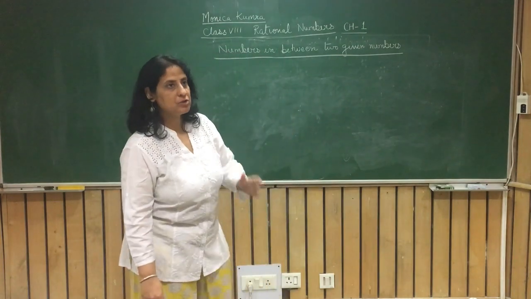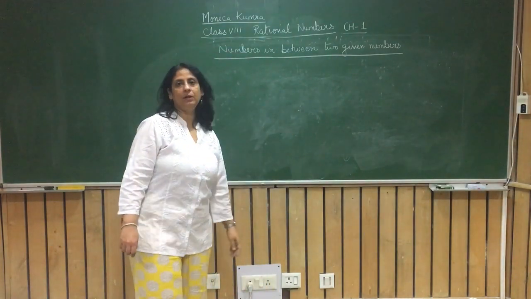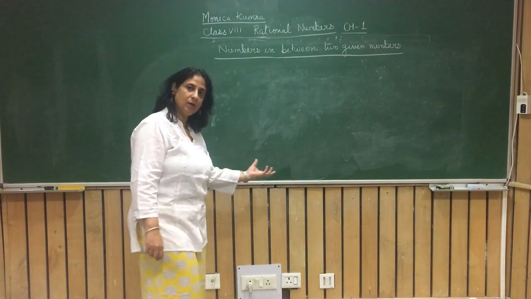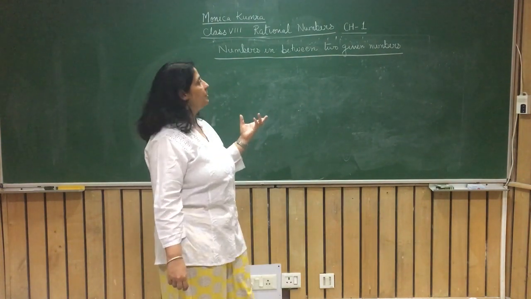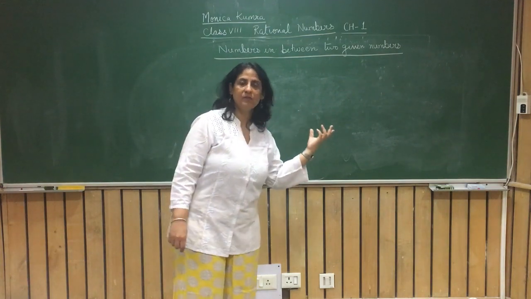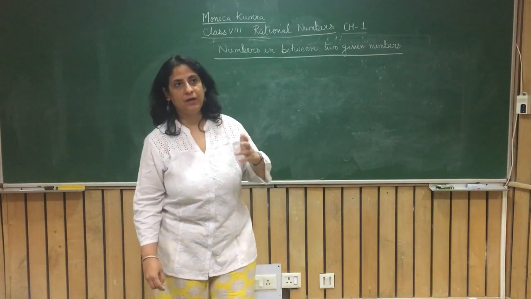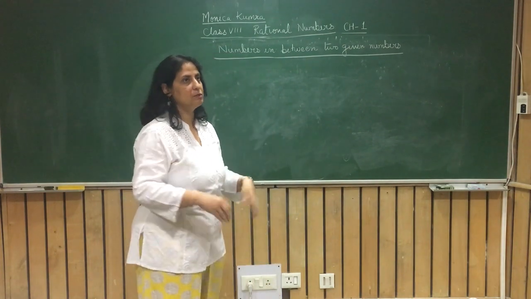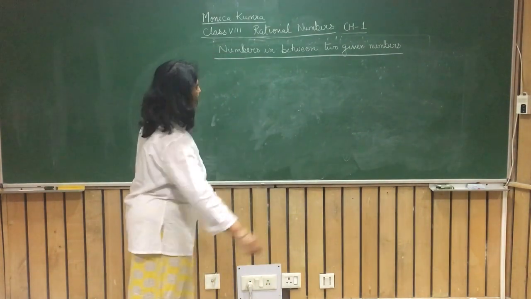We are at the end of the chapter now. The last topic is numbers in between two given numbers. We have to find rational numbers between two given numbers. Two numbers will be given to us and we have to find, suppose, 5 rational numbers or 7 rational numbers or 10 rational numbers between two given numbers.